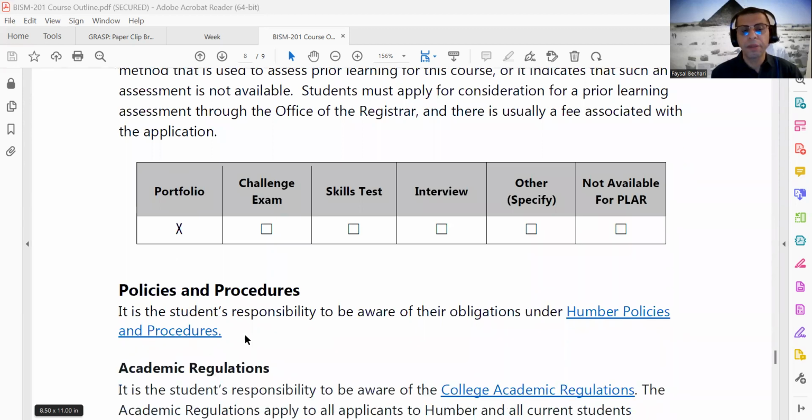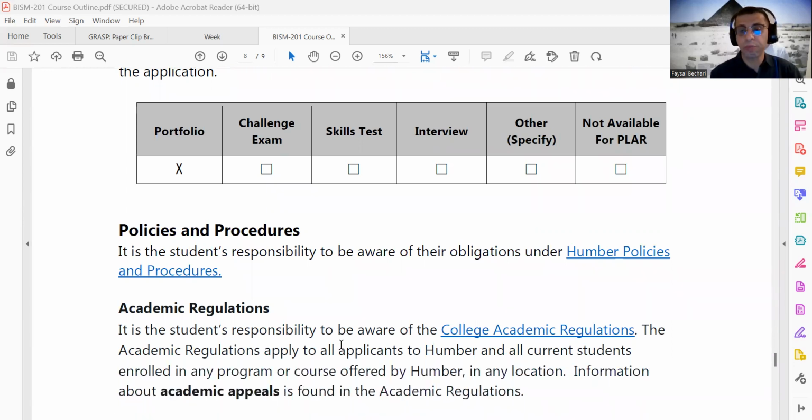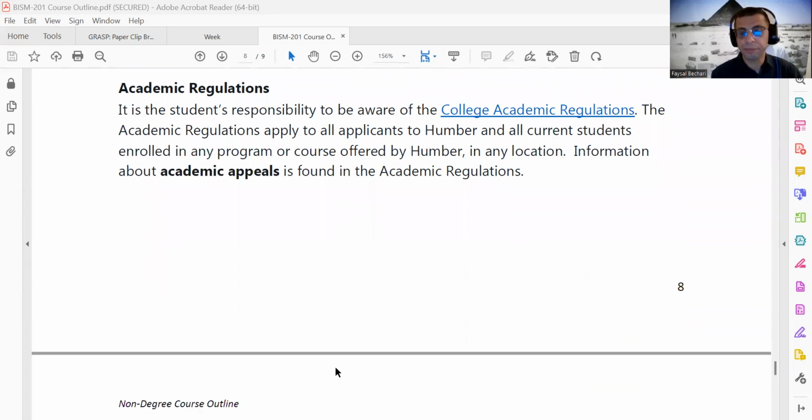Now, there are policies and procedures. You need to read them. Go to the Humber policies and procedures. Please look at them. We'll look at them in the next class also. There are academic regulations. Please read them. I will post this document for you to click on and go and see these, if you did not yet.